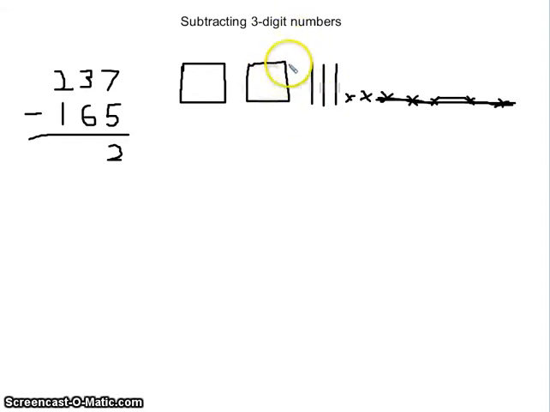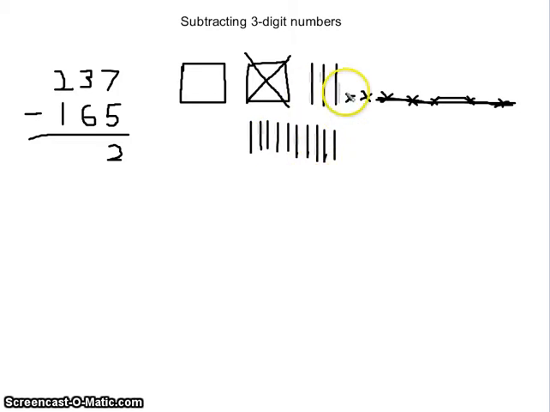That means I need to regroup. So I cross out this 100. And I think, in 100, how many tens are there? Well, 10, 20, 30, 40, 50, 60, 70, 80, 90, 100. There are 10 tens in 100. So when I take this 100, I'm going to regroup it as 10 tens. 1, 2, 3, 4, 5, 6, 7, 8, 9, 10.